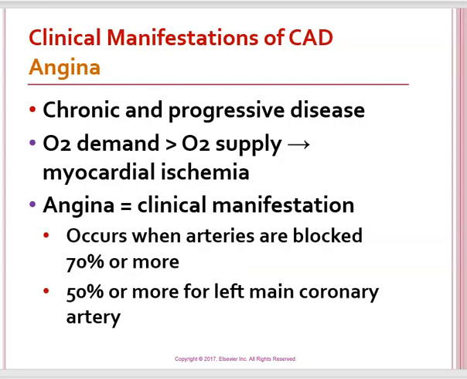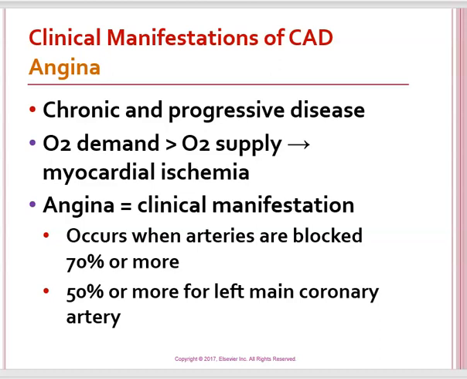Now, CAD is a chronic and progressive disease. There's an increased O2 demand, okay? And what is their supply? Do they have some lung problems, some comorbidities? With this increased O2 demand, and if they're not getting enough oxygen, they're going to have myocardial ischemia. And this is angina. You may say angina, I say angina. But this occurs when the arteries are blocked at 70% or more.